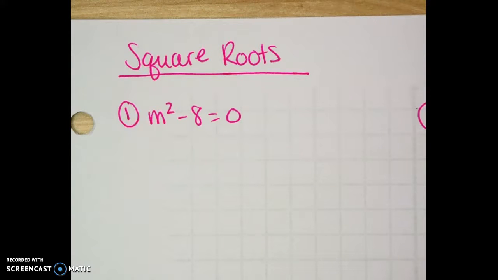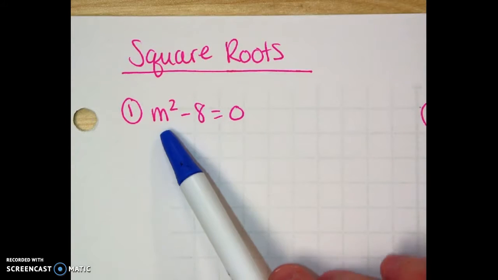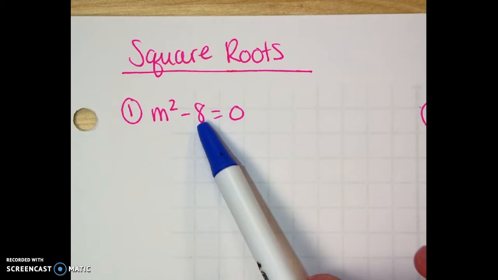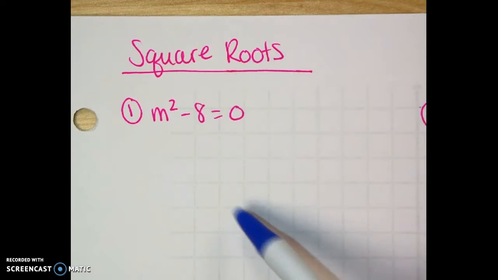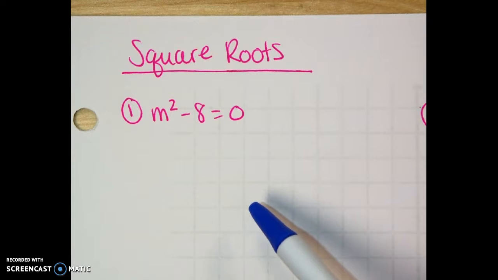This video is on solving quadratic equations with square roots, and you would use this when you only have an x squared or m squared and a number. If you have an x term, or the b term that's in the middle, you can't do square roots. So go ahead and try this one.